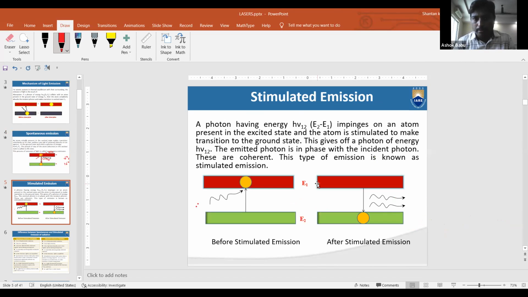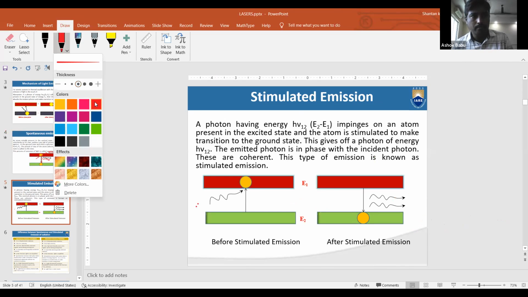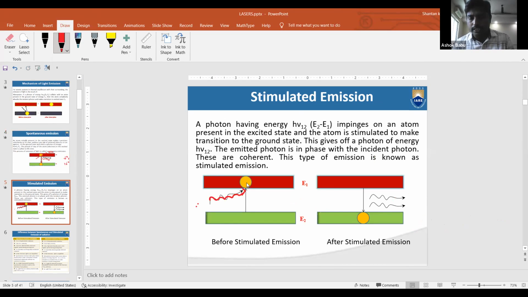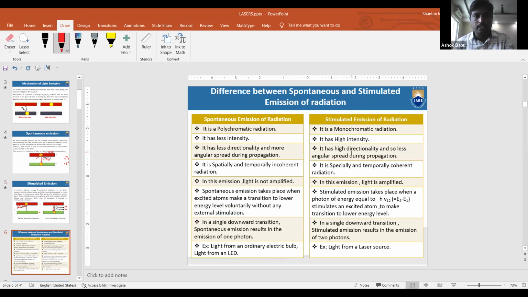So coming to stimulated emission, this process occurs before the lifetime. So before the lifetime, what are we going to do? The photon energy we give to the atom in the excited state is absorbed by the atom, and it de-excites to the ground state energy level, emitting two photons. These two photons are in phase, meaning these two photons are coherent.